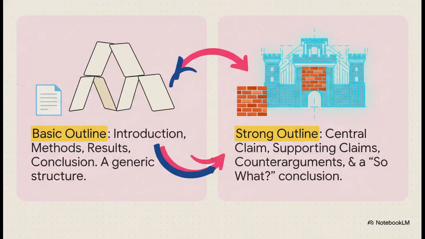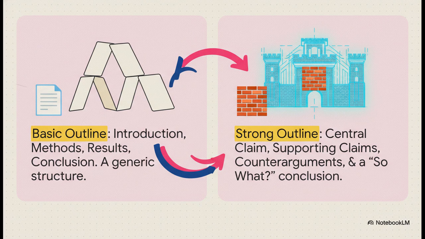And this slide just shows you the night and day difference. On the left, you've got that generic structure. Intro, methods, results, conclusion. It's a house of cards. But on the right, that's an AI-assisted outline. It's a real blueprint for your argument. It makes you spell out your central claim, your evidence, and even what the counterarguments are.